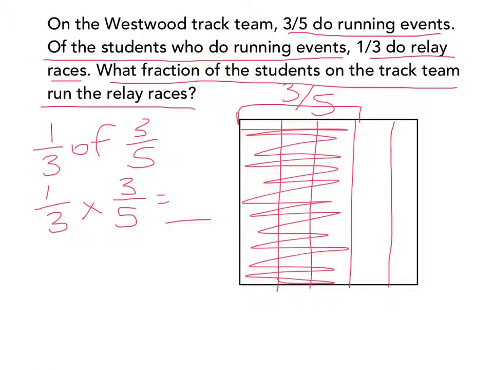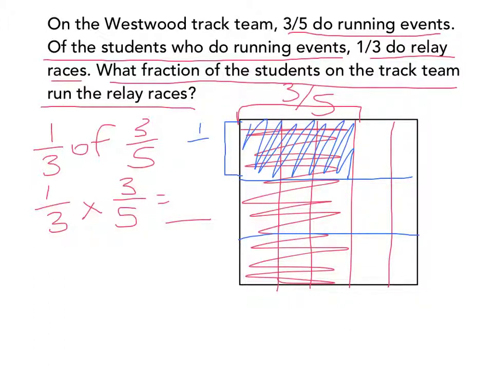And now I'm going to show that 1/3 of them do relay. So I'm going to divide the team into thirds, and I'm going to shade in 1/3 of those that do running events, because it said 1/3 of 3/5.